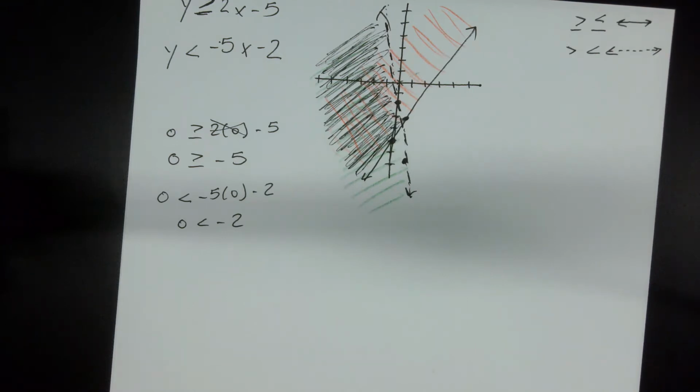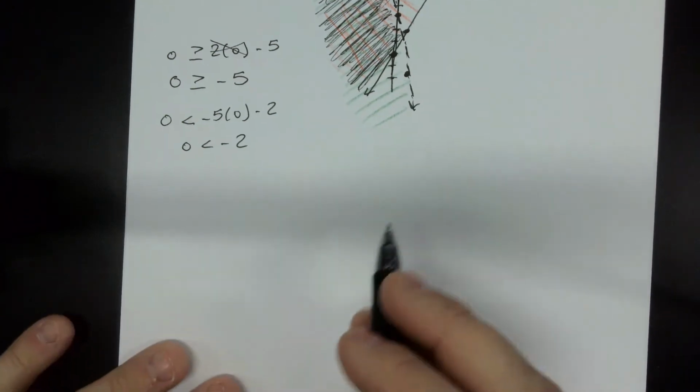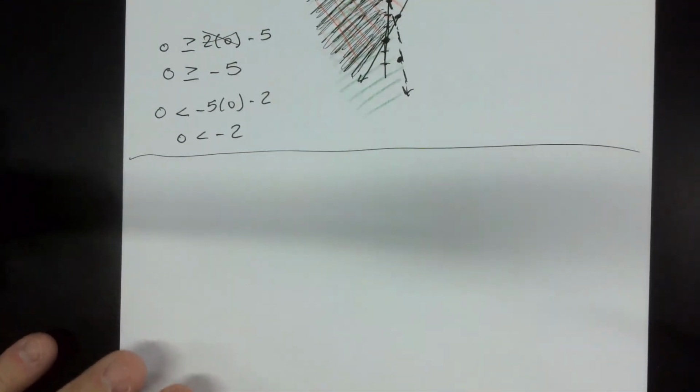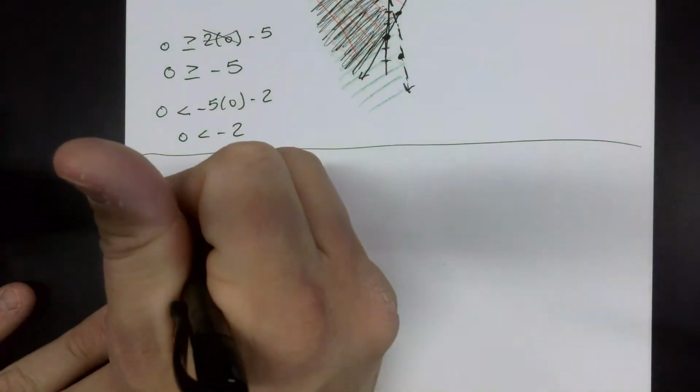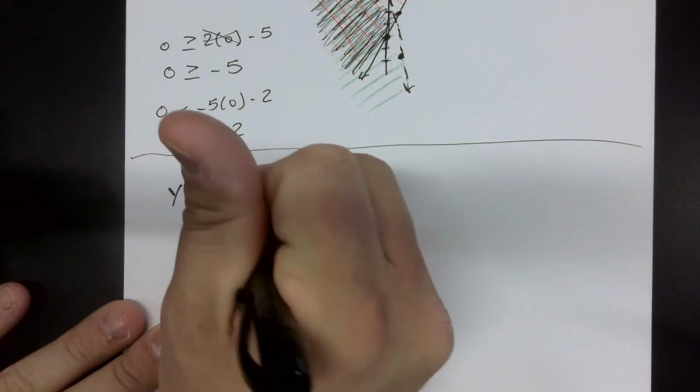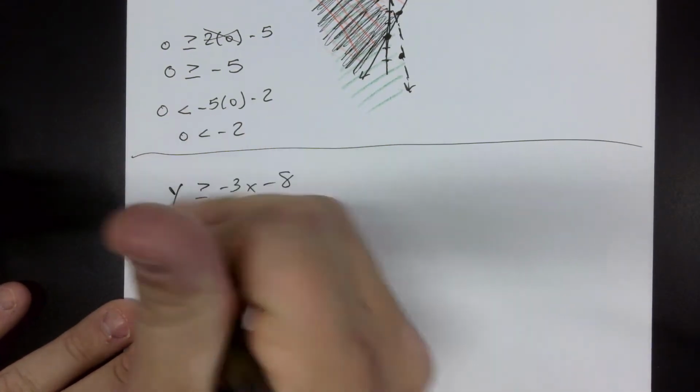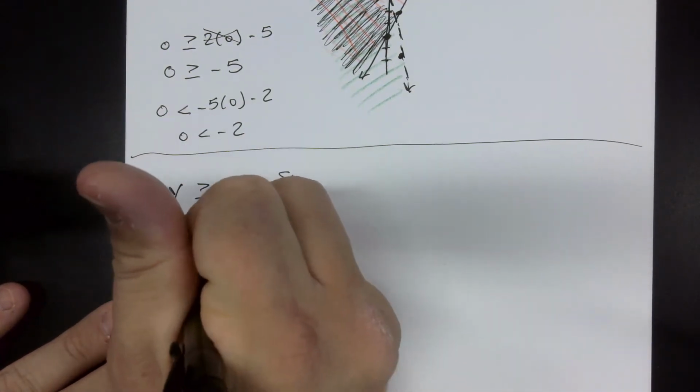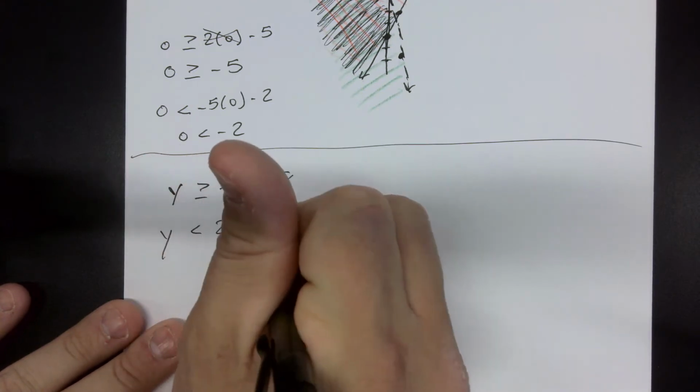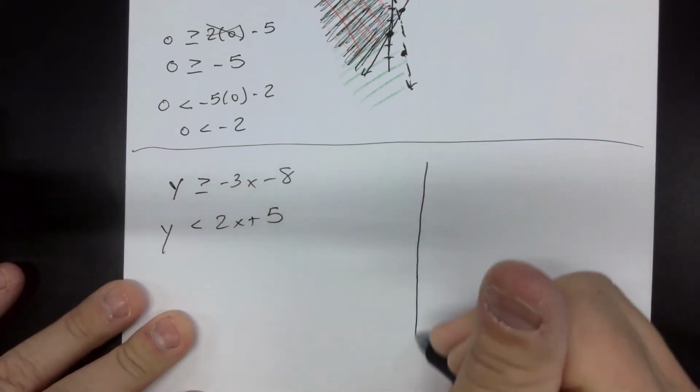All right, here we go. So let's do another one. Y is greater than negative 3x minus 8. Y is less than 2x plus 5.